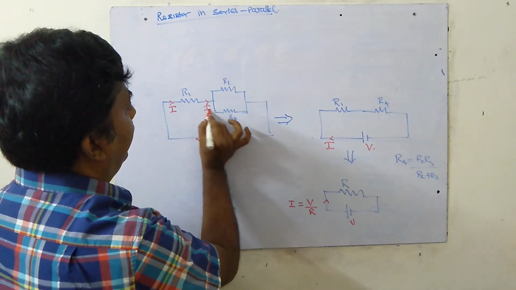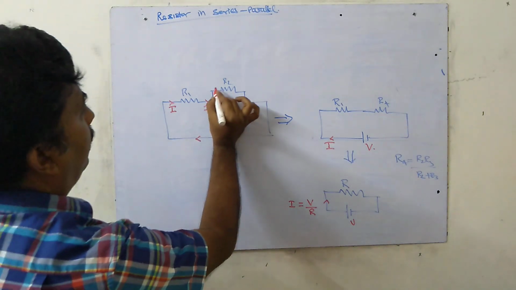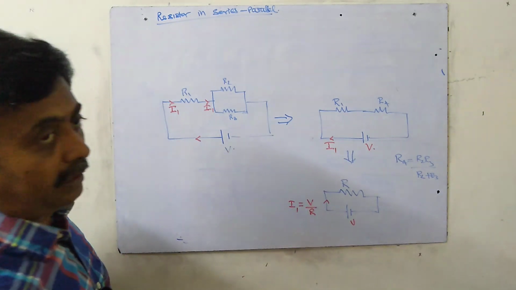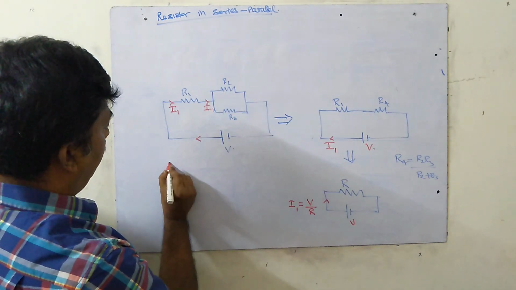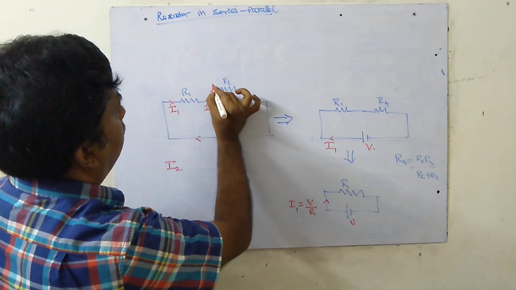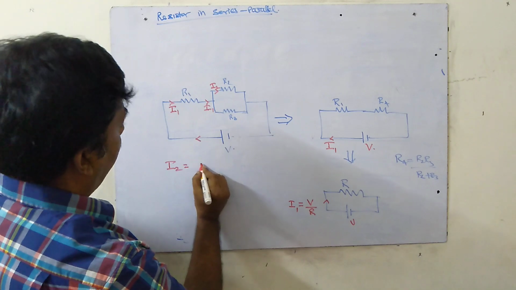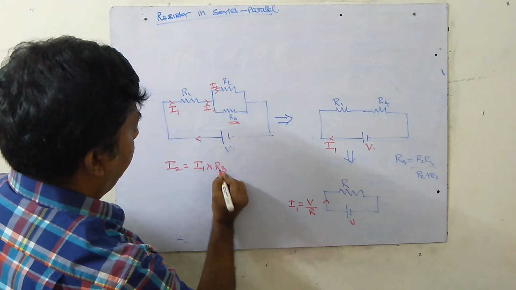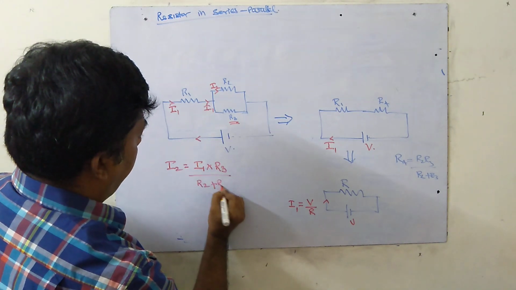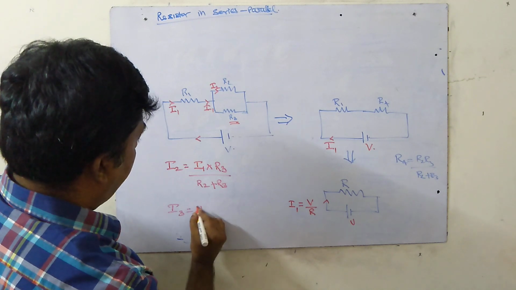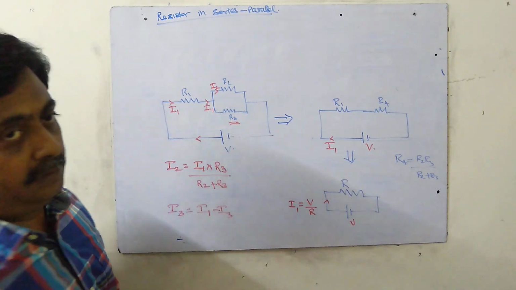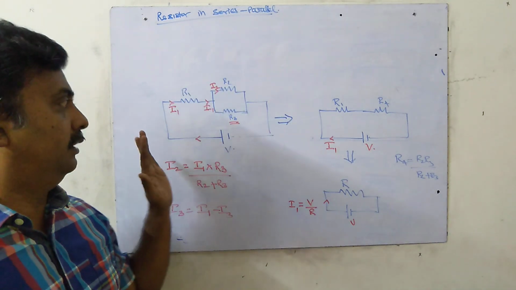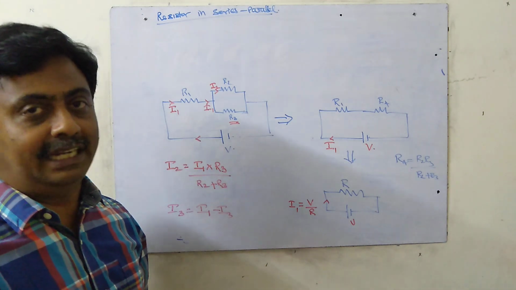So here I have to apply the current division rule. The total current I can call I1. What is the value of I2? I2, this current, equals I total into the opposite resistance, R3, divided by R2 plus R3. Similarly, I3 equals I1 minus I2. This is the series parallel circuit. Once you solve the problem, you will be able to understand. These are things you have already studied, but in the numerical you will understand clearly.